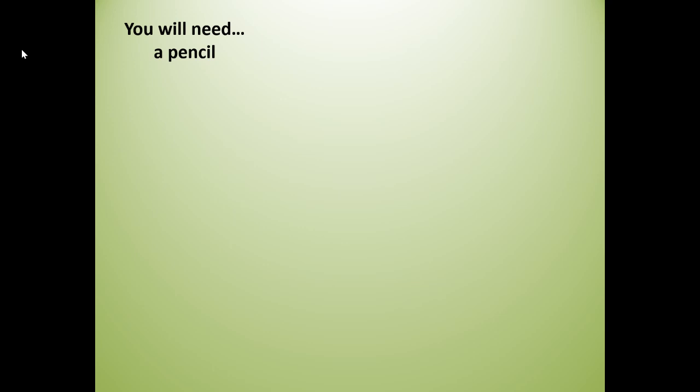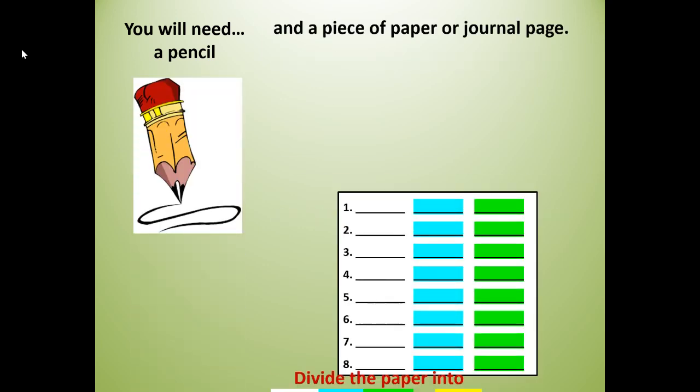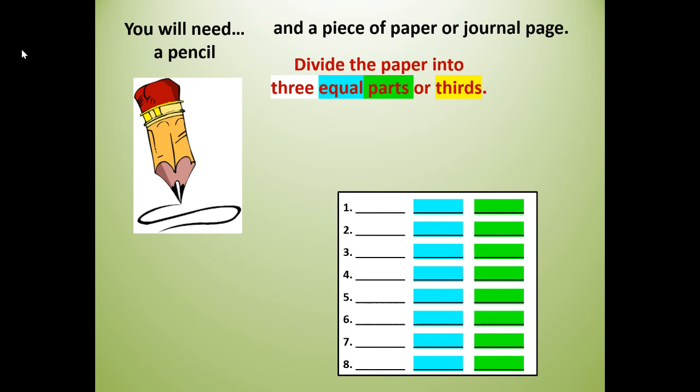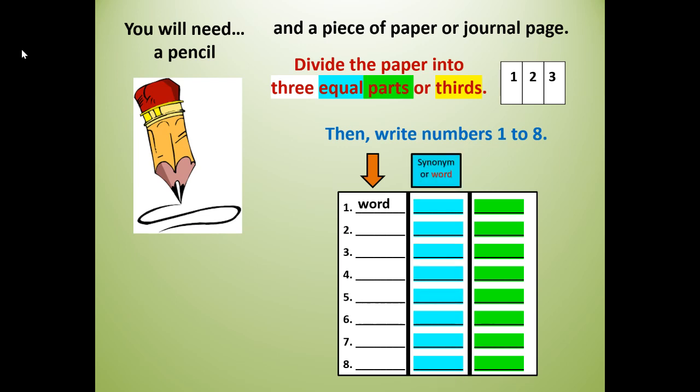So for this lesson, you will need a pencil and a piece of paper or journal page. And you're going to divide the paper into 3 equal parts or thirds. 1, 2, 3. Then, just like that, you could draw 2 lines like I just showed you. Then you're going to write your numbers 1 to 8. And for each of the numbers, you're going to write a targeted vocabulary word. And then in the second column, I want you to write a synonym or a short definition of the word.